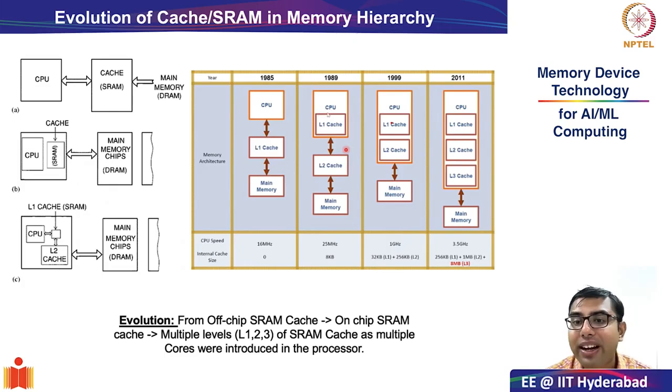Once this was facilitated, there was a requirement for L2 cache which was outside the CPU, but still there was a lot of latency between the L1 cache and L2 cache, and L2 cache and main memory. So after a while, even the L2 cache was embedded within the CPU. But please understand that having on-chip memory is not without its own constraints.